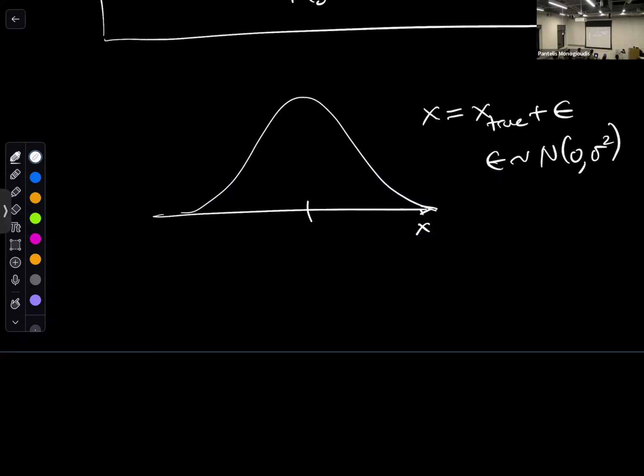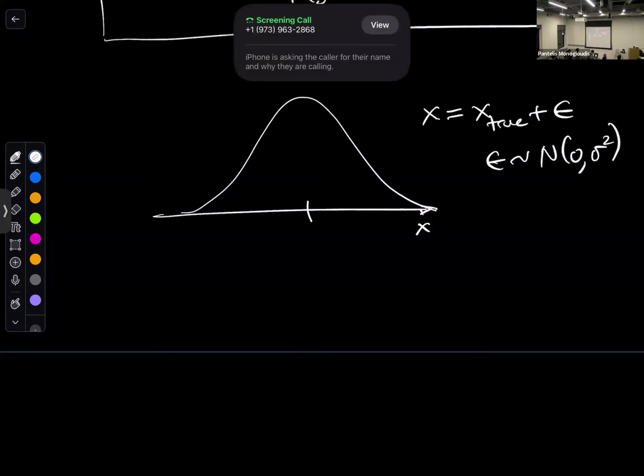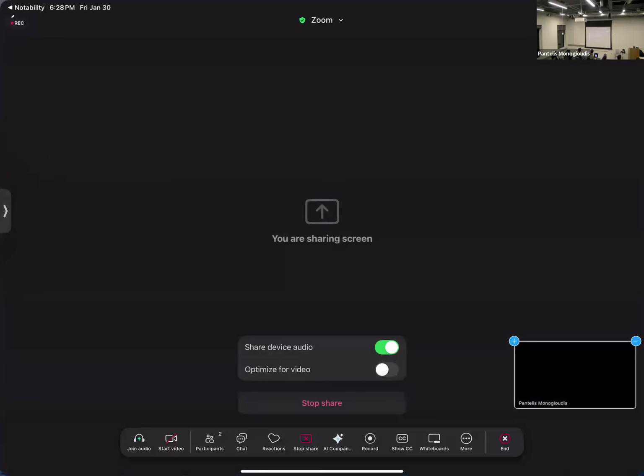This one you cannot know. This is the true temperature in the room. If you bring an instrument from Switzerland to measure the temperature, that's probably very close to X true. But the epsilon over here is some kind of an error. Every vendor of thermostats has its own epsilon distribution. I'm betting on the fact that the epsilon for me is normal with zero mean, sigma squared.